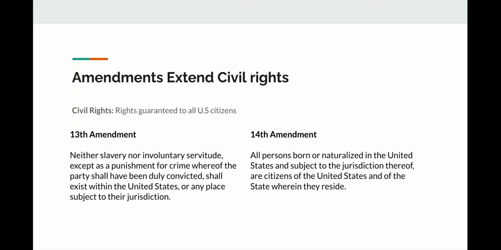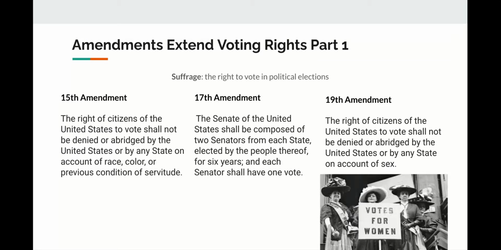The 14th Amendment. All persons born or naturalized in the United States, subject to the jurisdiction thereof, are citizens of the United States and of the state wherein they reside. The 15th Amendment. These deal with the voting rights. The rights of citizens of the United States to vote shall not be denied or abridged by the United States or by any state on account of race, color, or previous condition of servitude.